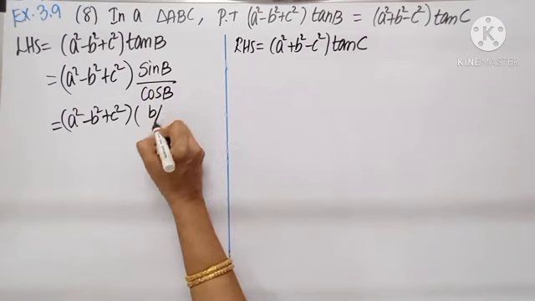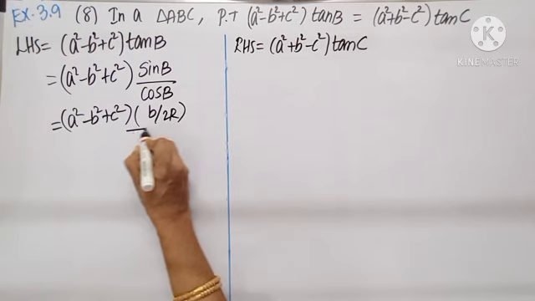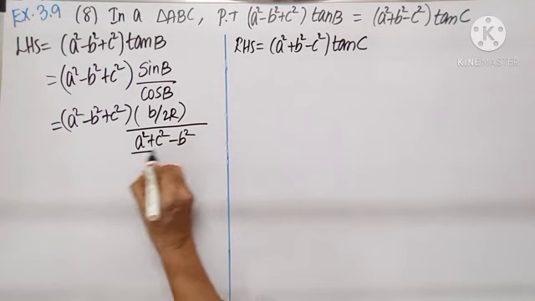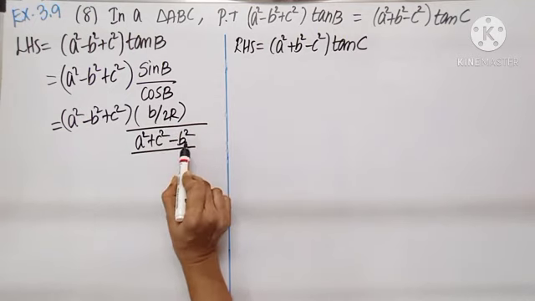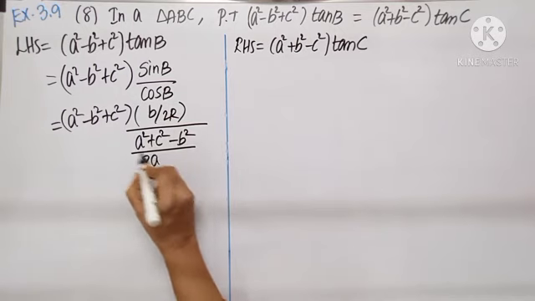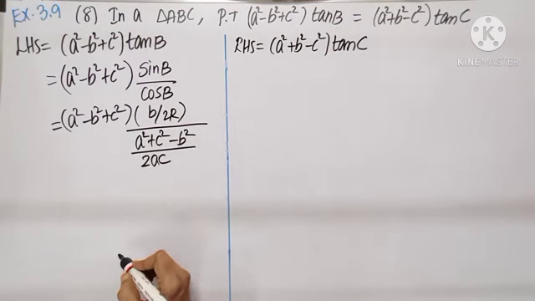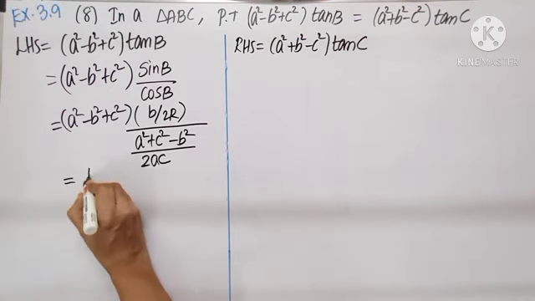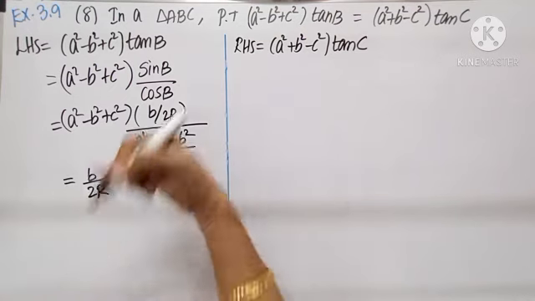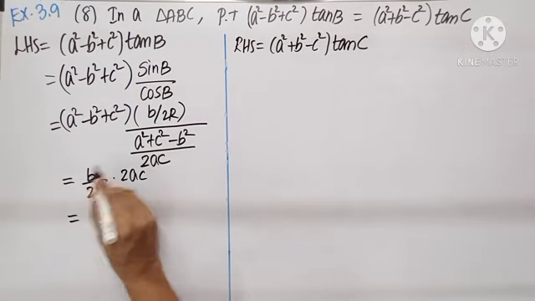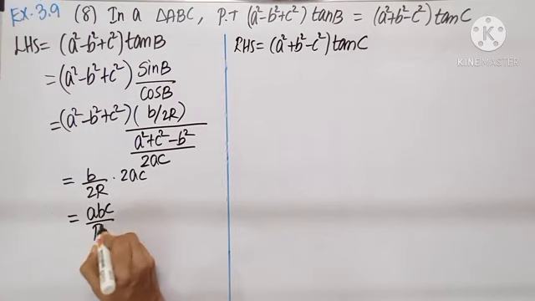The next step, a square minus b square plus c square into, what is sin b? It is b by 2r. What is cos b? It is (a square plus c square minus b square). Remember, b comes, b square will be negative. The other two positive, and denominator the combination of the two. Now, this and this will get cancelled. So, we are left with b by 2r reciprocating 2ac, or I get abc by r. So, this is the LHS answer.